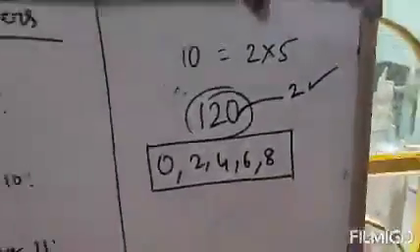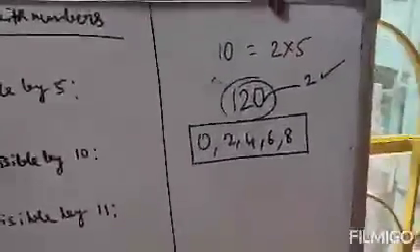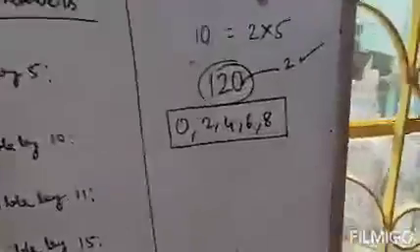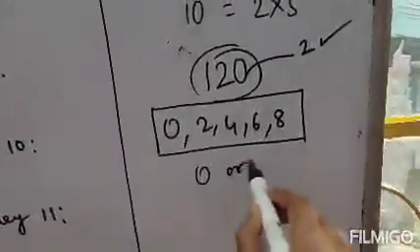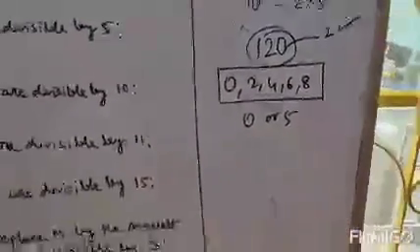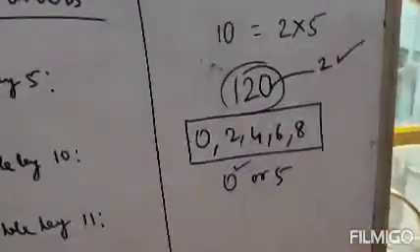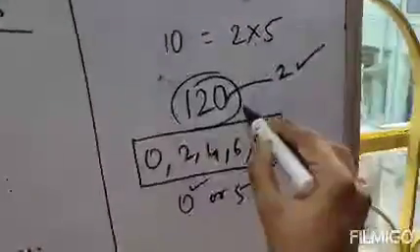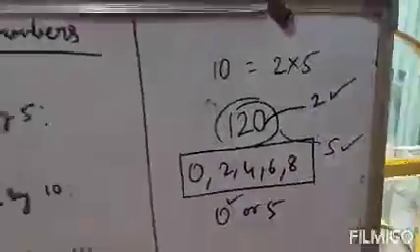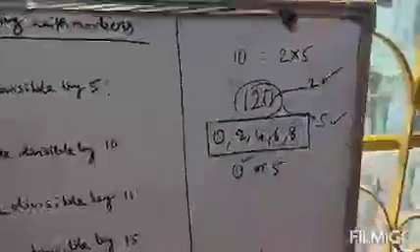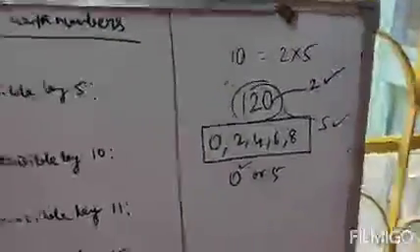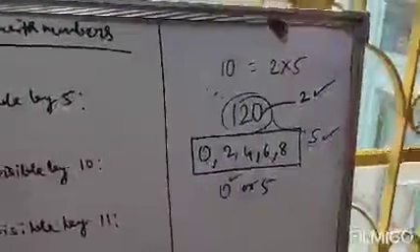Clear? Now check divisibility of 5. What is the divisibility rule of 5? A number which has unit digit 0 or 5 is divisible by 5. Here the unit digit is 0, which satisfies the condition of divisibility of 5. Therefore this number is also divisible by 5. Therefore 120 is divisible by both 2 and 5, so it is divisible by 10.